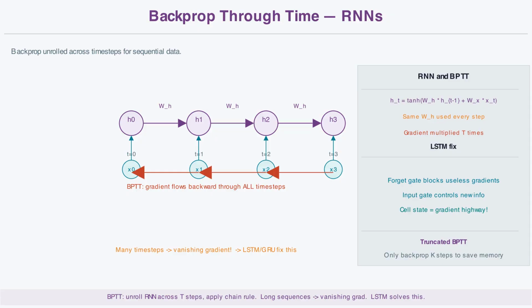The same weight matrix W_H is used at every step, so its gradient is the sum of contributions from all timesteps. But unrolling creates a very deep graph, and gradients must be multiplied through all those steps. With tanh activations and long sequences, vanishing gradients become severe. LSTMs and GRUs solve this by adding a cell state that acts as a gradient highway, able to carry gradient signals across hundreds of timesteps without multiplication.